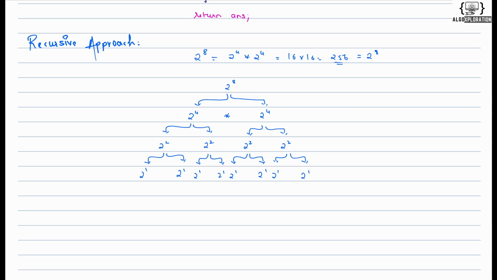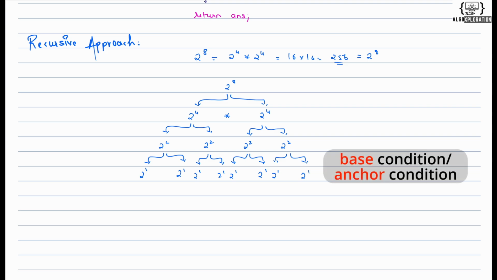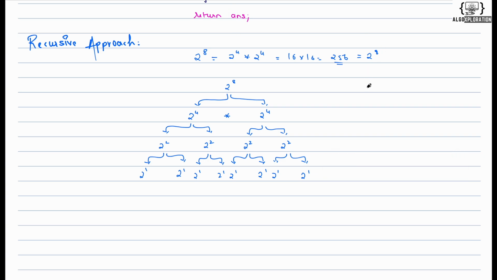As I said in the previous lecture, if you are designing a recursive approach, there has to be a base condition or the anchor condition, otherwise it will lead to infinity and result in stack overflow. So here if n is 1, we can simply return 2, or if n is 0, we can simply return 1. Here we can see that the value of n is 1, so in this case we will be simply returning 2. So the value of this will be 2, this will be 2, and so on.